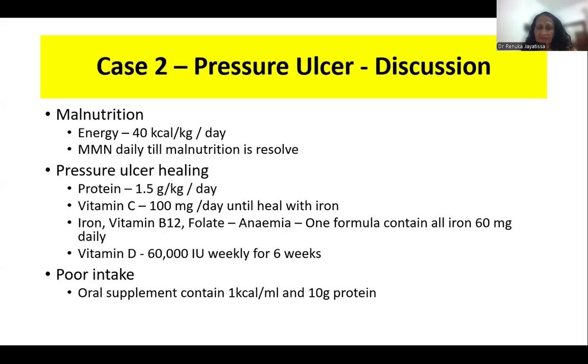And then for the poor intake, you don't need to go for parenteral. You have to use an oral nutrition supplement, which contains about 1 kilocalorie per ml, and each contains about 10 gram protein. So if you can give three or four supplements per day, this patient does not need any enteral or parenteral nutrition. The patient can have the oral supplement and oral intake and resolve the problem, because the patient's BMI is only 18, not that malnourished, not a severe form of malnutrition.